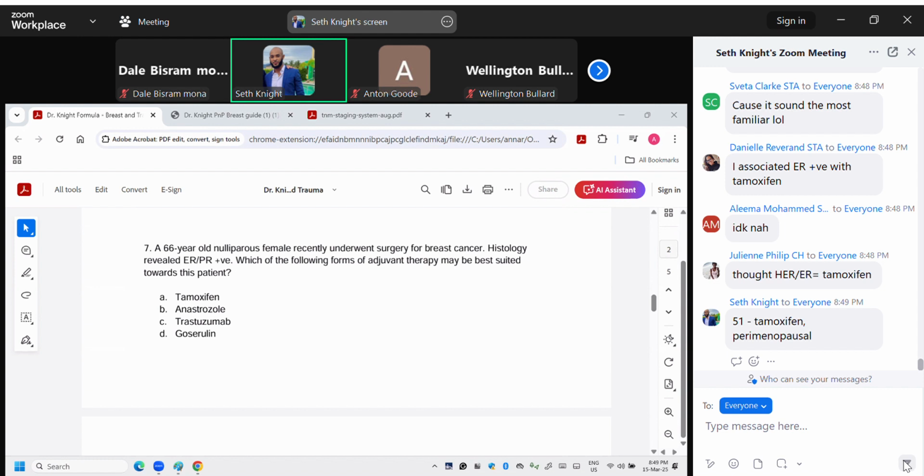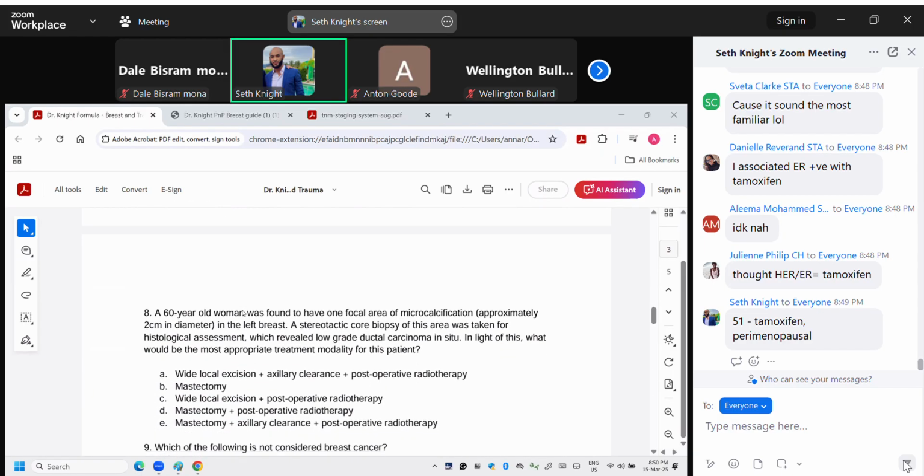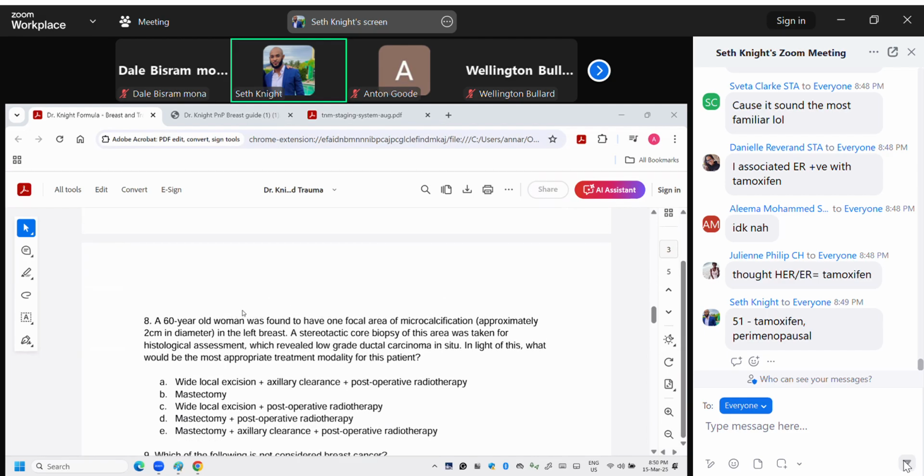That's a GnRH analog. And trastuzumab, the other option here, is used in HER because it's a monoclonal antibody. It's an immune modulator, so it's used in HER2 neu positive patients. So the answer for this is indeed B, anastrozole. Fantastic. You're all paying attention. What about this one? What about number 8?